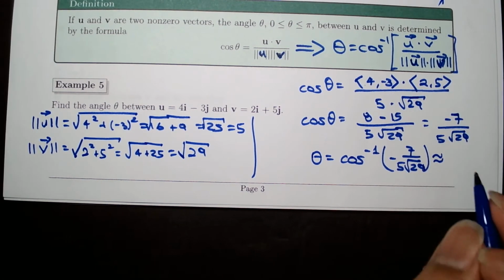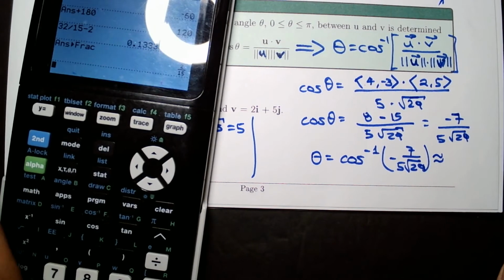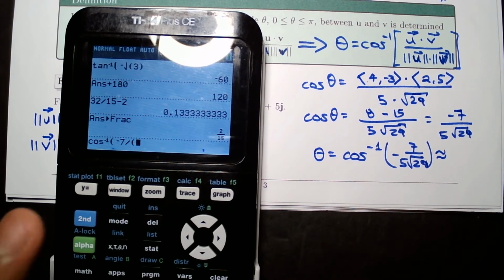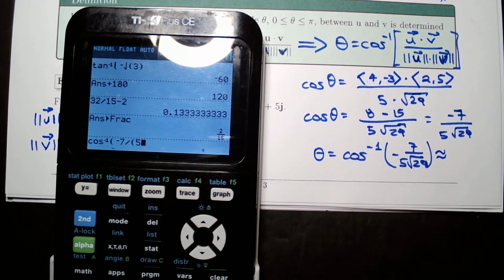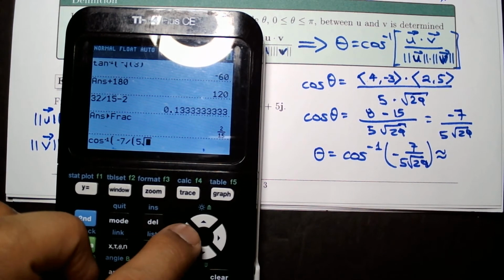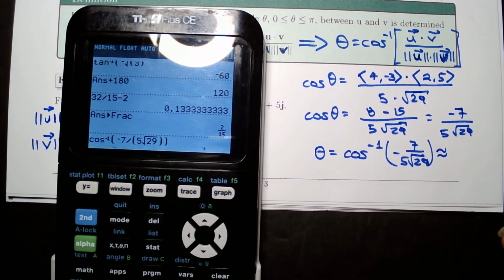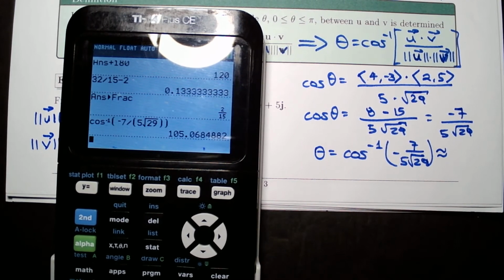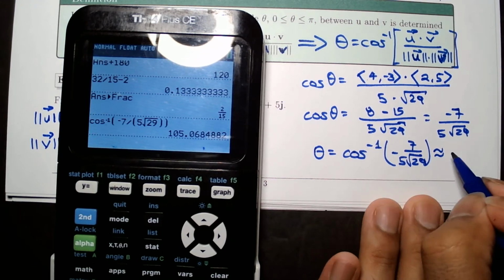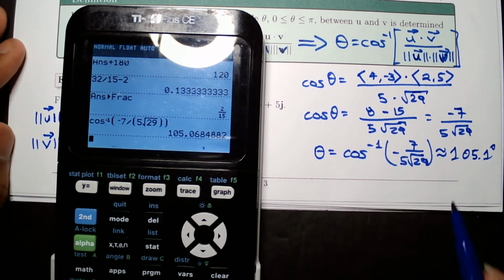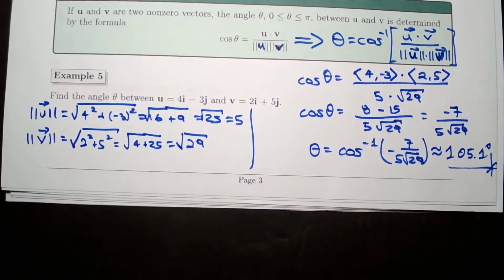And this will be approximately, well, let's do this in the calculator. So second inverse cosine, -7 over, be careful with the multiplication, 5 times the square root of 29, close parentheses, and then close parentheses for the entire expression, and that's 105.1 degrees. In this case you don't have to express this in radians, degrees are fine.